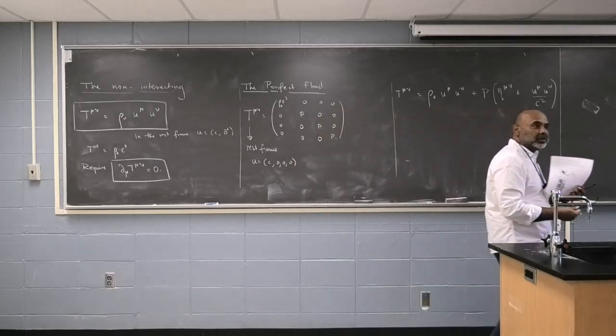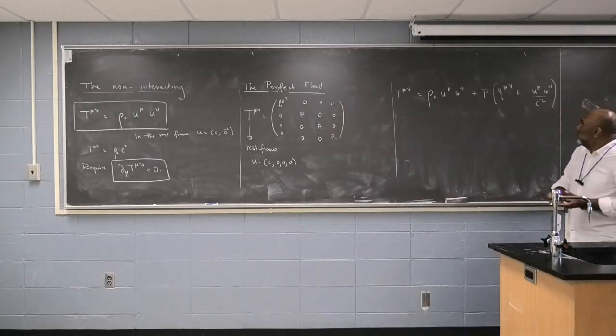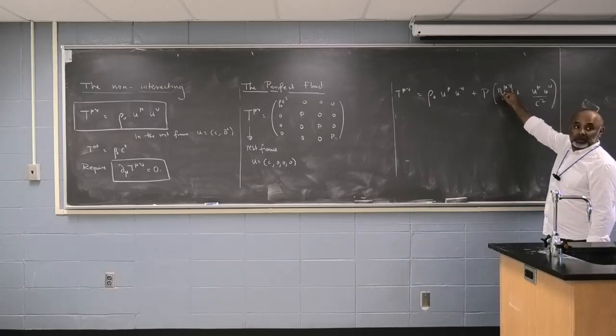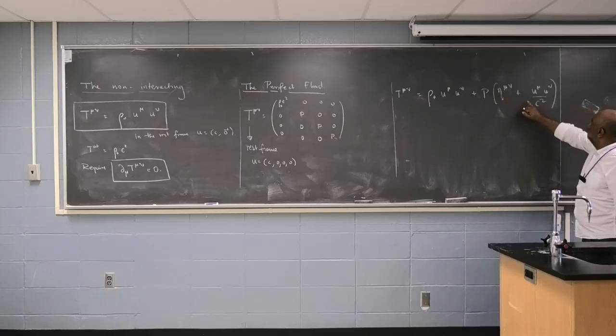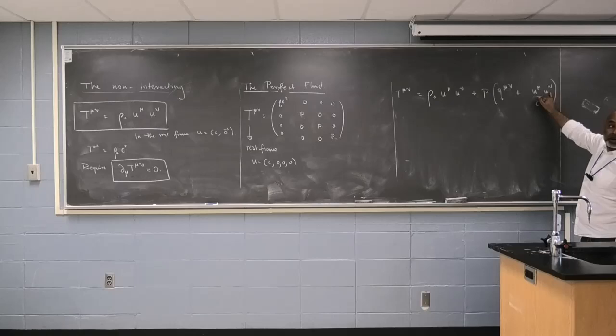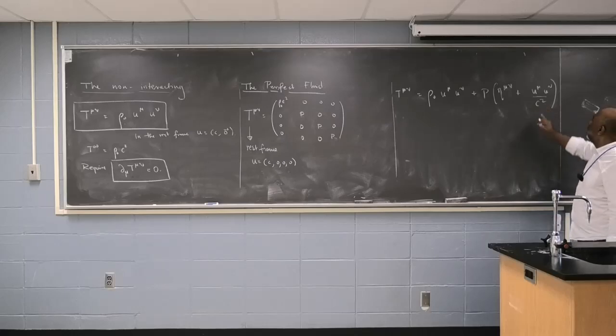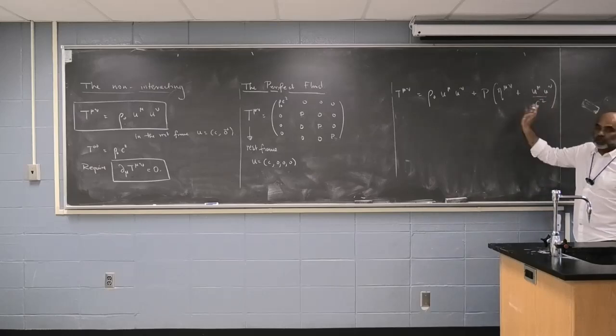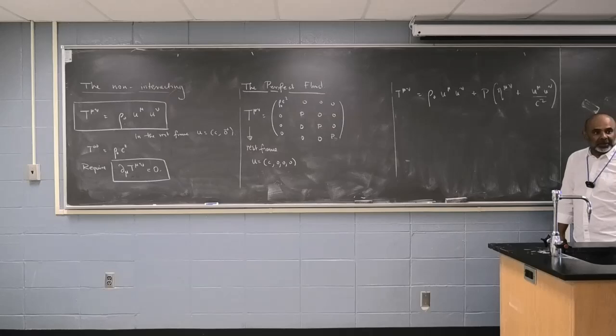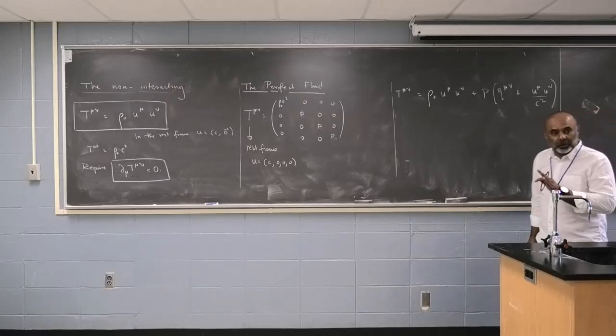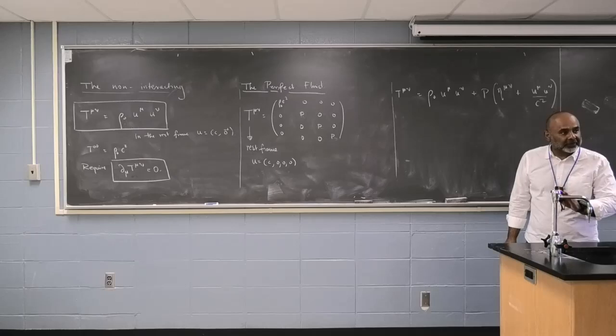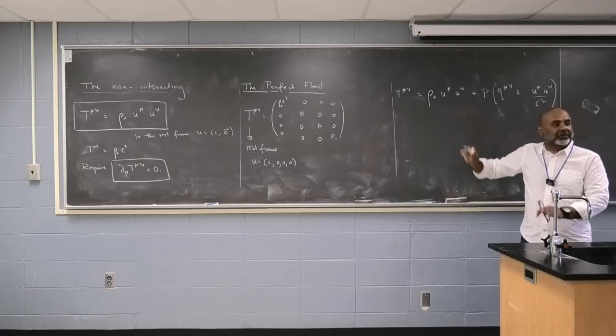Now, let's see what happens to the 1, 1 term. When mu nu is 1, 1, then what happens? This is 1. And then I have over here c squared over c squared. That's another one. No, sorry. For the spatial part, that is 0. Yes. So this works in the rest frame. So you require that for a perfect fluid. This works in any frame.